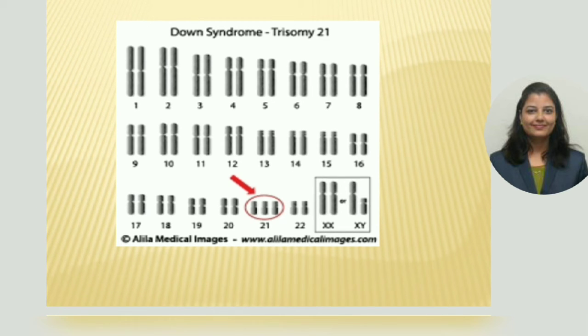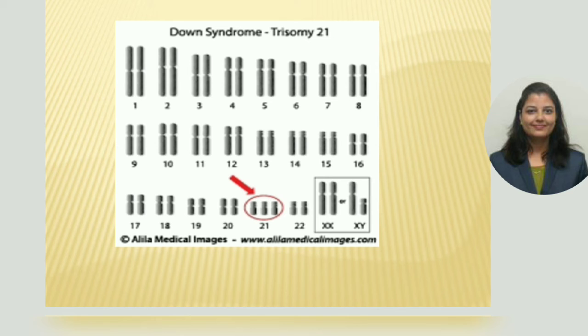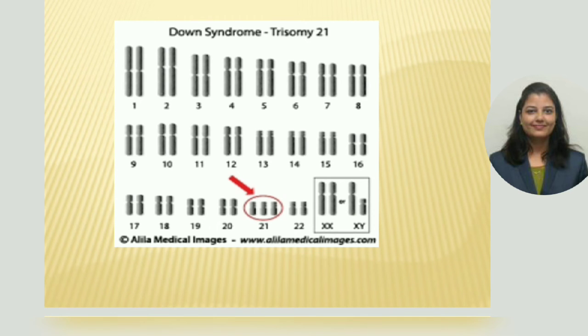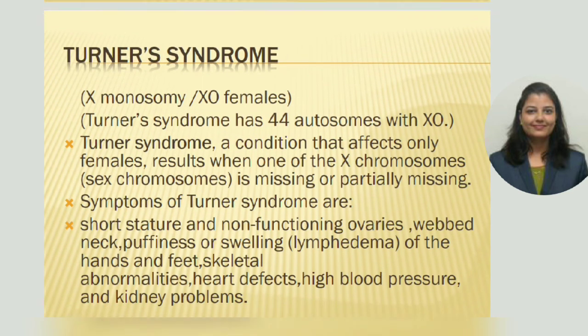So in this diagram you can see that chromosome number 21 has 3 chromosomes, while all the other chromosomes are diploid. This number 21 always has 3 chromosomes. So that is how Down syndrome is denoted, which is known as trisomy 21.